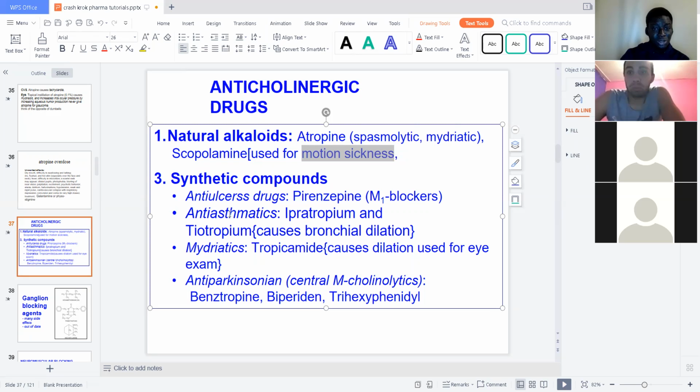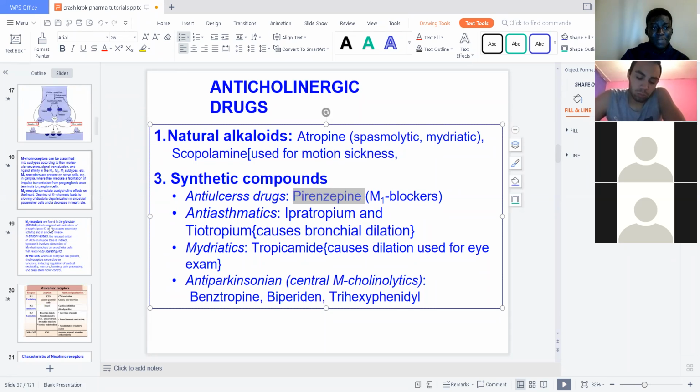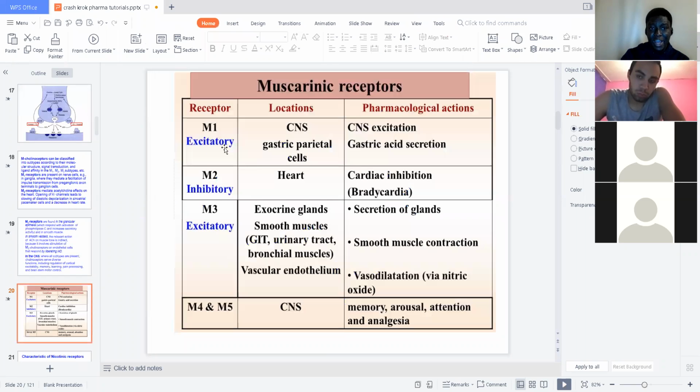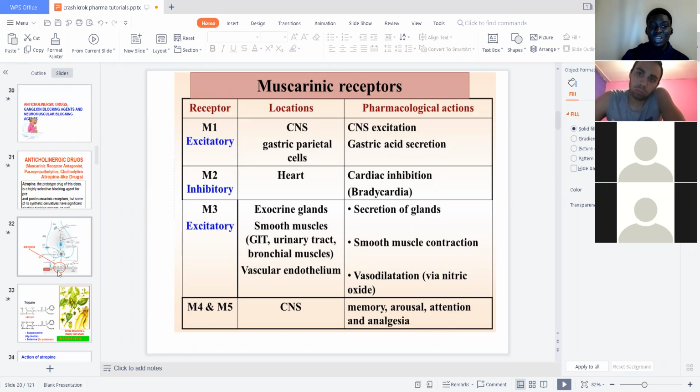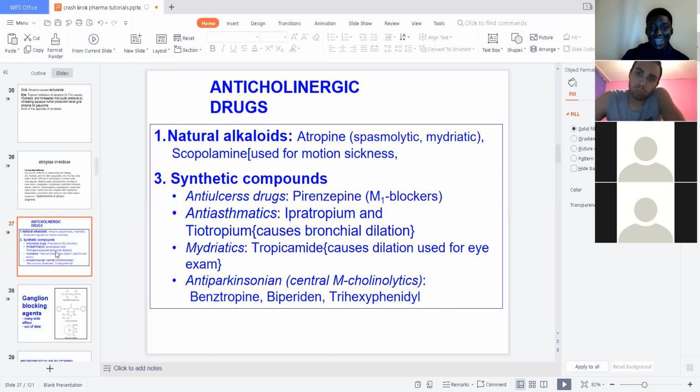And then other drugs like anti-ulcer drug, pirenzepine. So remember we said M1 is located in the parietal cell. So here, M1 is found in the parietal cell. So when you block M1 in the parietal cell, it's going to decrease gastric acid production. So this is good for ulcer patients, because when we treat them, we try to reduce the gastric acid production. So pirenzepine can be used to treat ulcers.